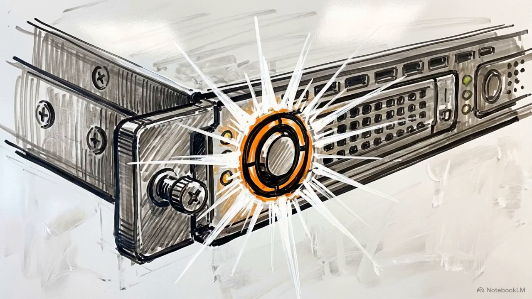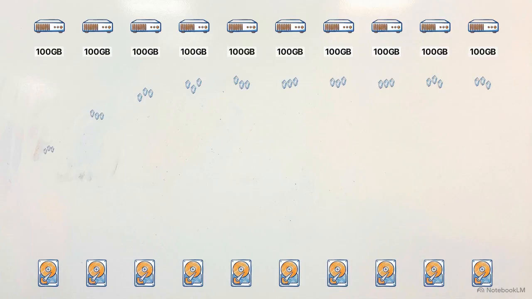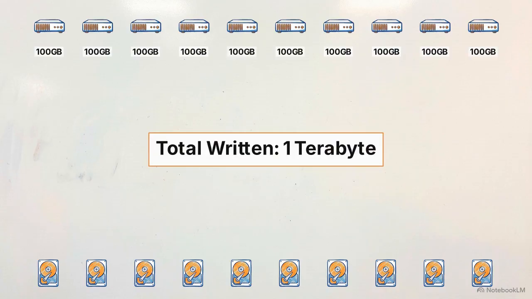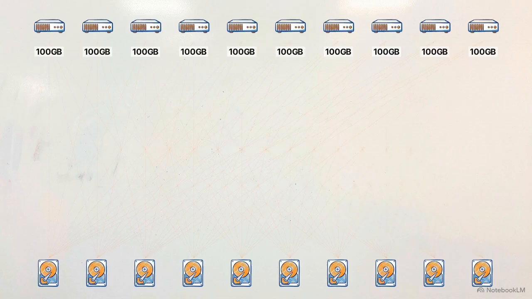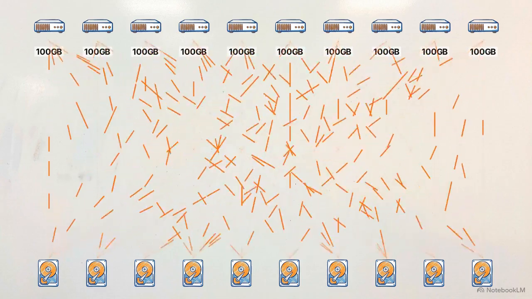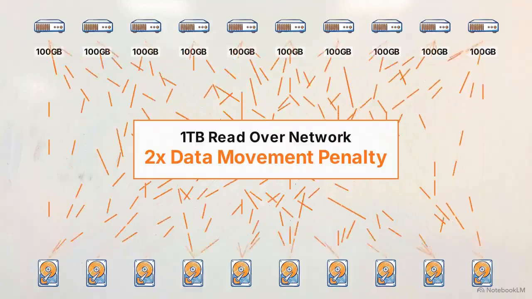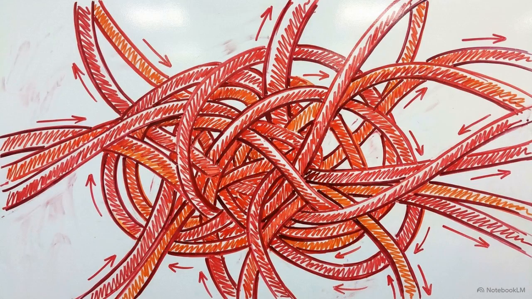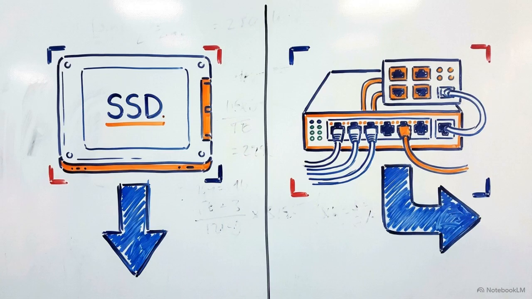This triggers phase 1 of the operation, the shuffle write. If we have 10 executors holding 100 gigabytes each, exactly 1 terabyte of data is pushed directly into the executors' local solid-state drives. Phase 2 is the shuffle read. Tasks pull their required partition data from every single other executor in the entire cluster, simultaneously, over the wire. That exact same terabyte of data is now pulled entirely across the network. This creates a 2x penalty. 1 terabyte of input data demands exactly 1 terabyte of local disk writes, plus 1 terabyte of network reads.